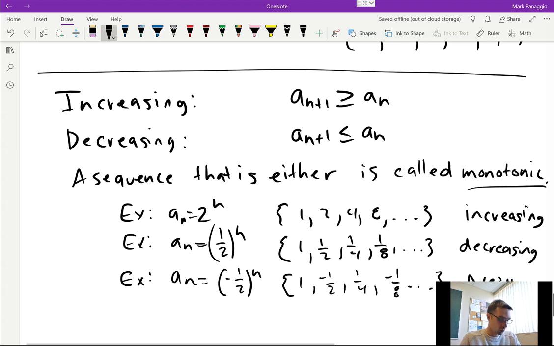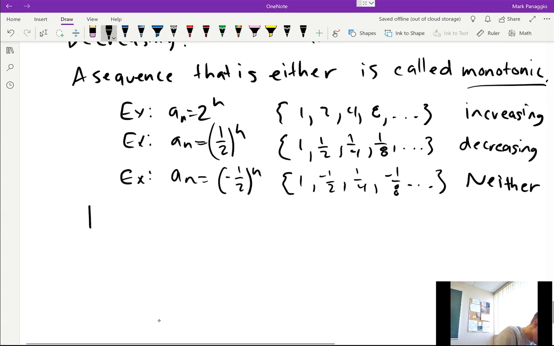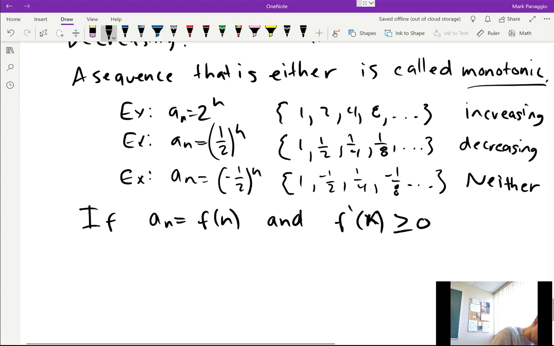All right, quick hint for you. If a_n is equal to f(n) and f'(x) is greater than or equal to 0, rather f'(x), since often it doesn't really make sense to talk about derivatives of a function that only takes in integer values, but if we allow it to take in continuous values, then we can take derivatives. Well, what would that mean? Well, if the derivative is positive, then the function is always getting bigger and bigger and bigger, so we could then conclude that a_n is increasing.